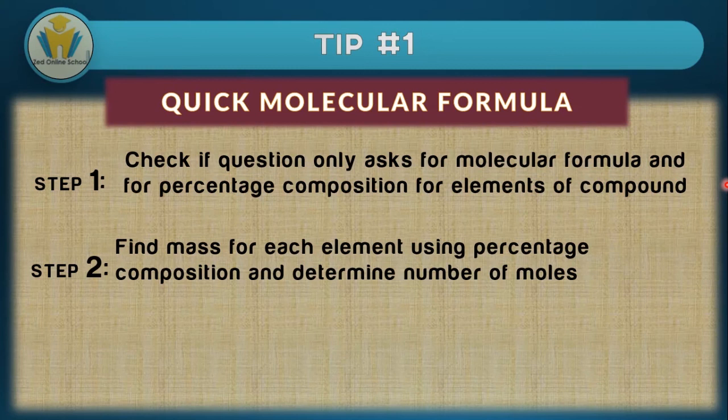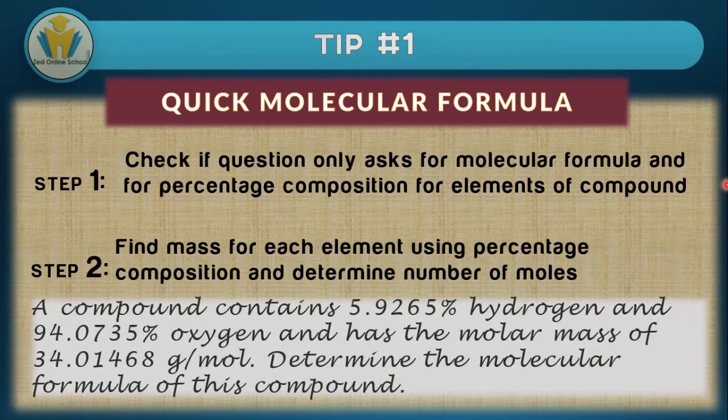An example here is given so that you can try out. This example here is the same one we've had somewhere in this video. If you look at the values, they are the same. And what you notice is that our question only asks us to determine the molecular formula of this compound. So what you do is you multiply this percentage by this molecular mass, and the mass that you have, you use it to find the number of moles.